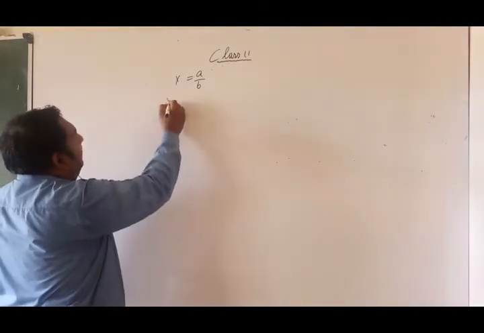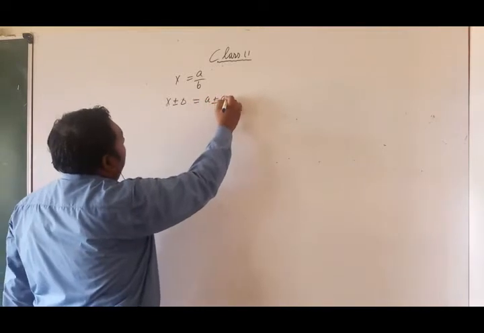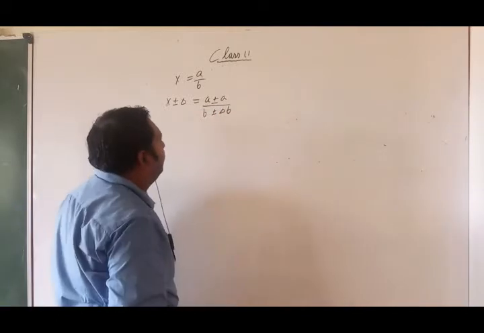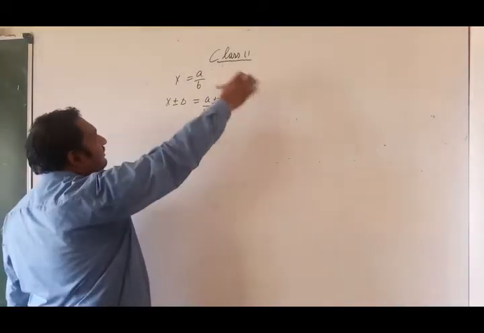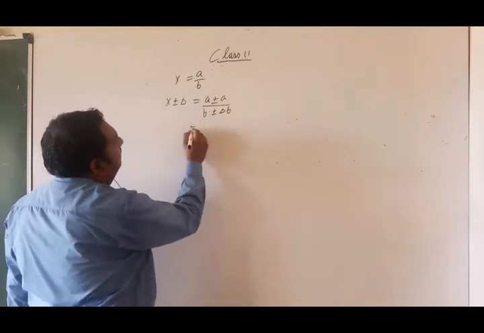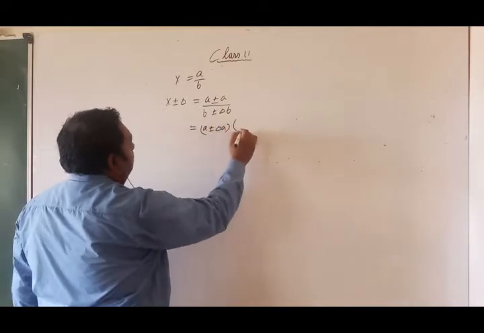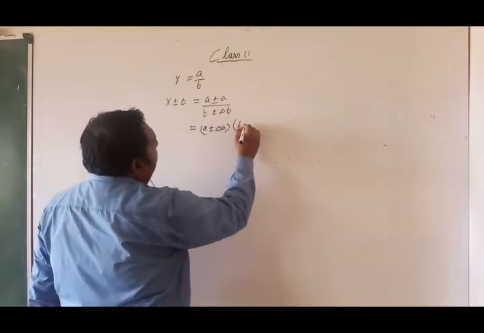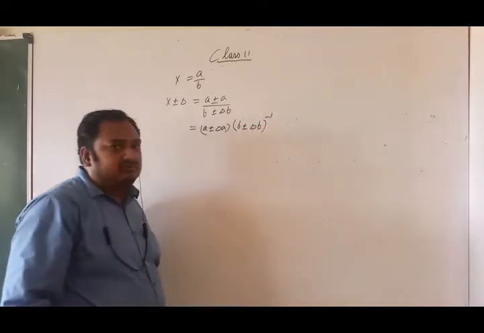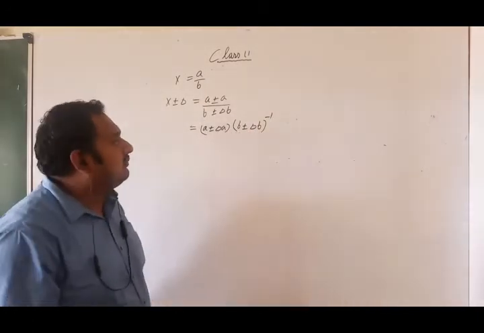Now x plus minus del x. This quantity will be A plus minus del A, and this quantity will be B plus minus del B. Now what do we do to solve this? We take this B plus minus del B in the numerator. So here we are getting A plus minus del A into B plus minus del B to the power minus 1. If you are in the 11th class, you will learn how to open the inverse power. Now I am opening.